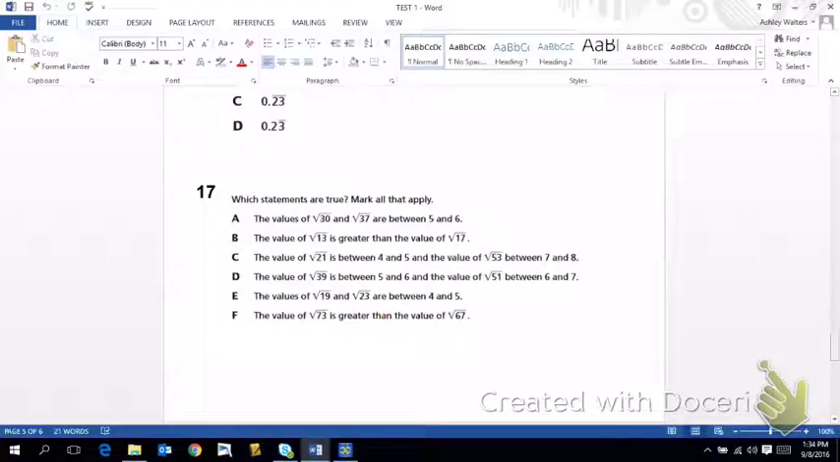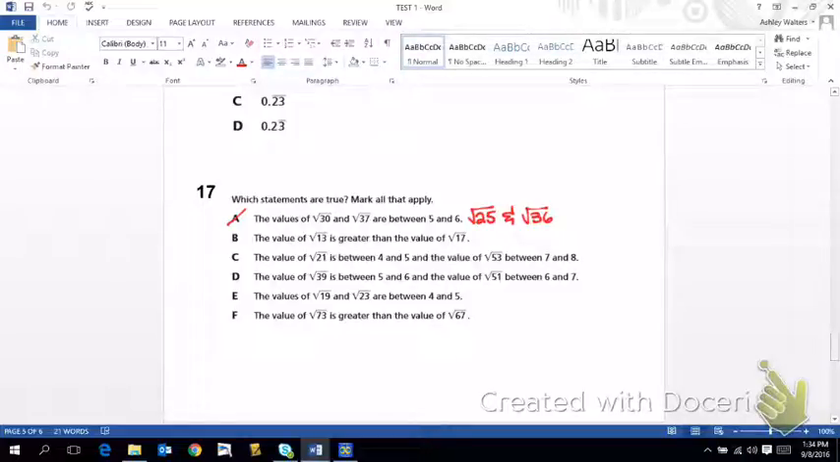In 17, we want to know which statements are true and mark all that apply. The values of the square root of 30 and the square root of 37 are between 5 and 6. Well, that would be comparing the square root of 25 and the square root of 36. And since 37 is bigger than 36, these are not both between 5 and 6.